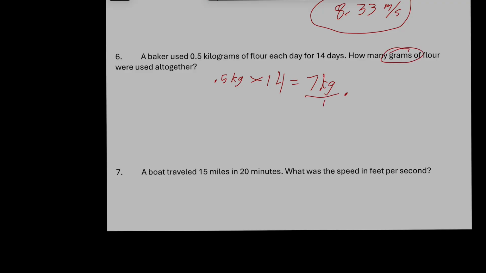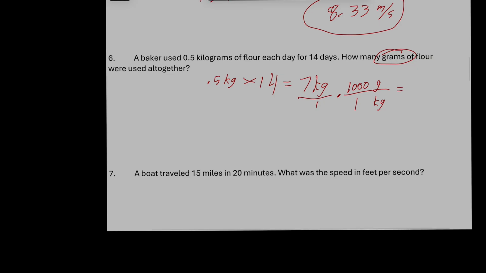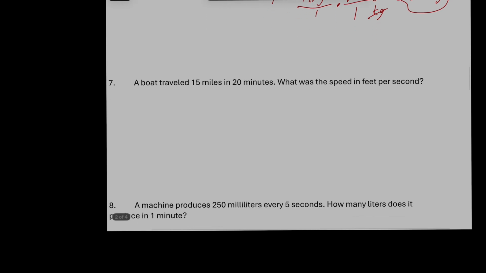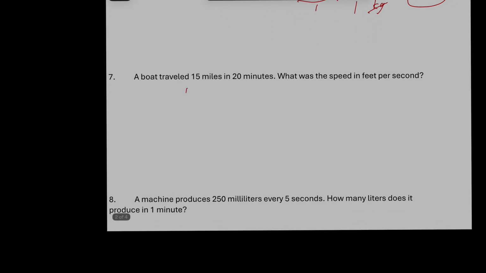All right, so let's times that. Let's go kilograms on the bottom, grams on top. And if you look at your conversion, you're going to find out that there are 1,000 grams inside of 1 kilogram. Grams are smaller than kilograms. And that's going to give me 7,000 grams when we're all said and done. Boom.